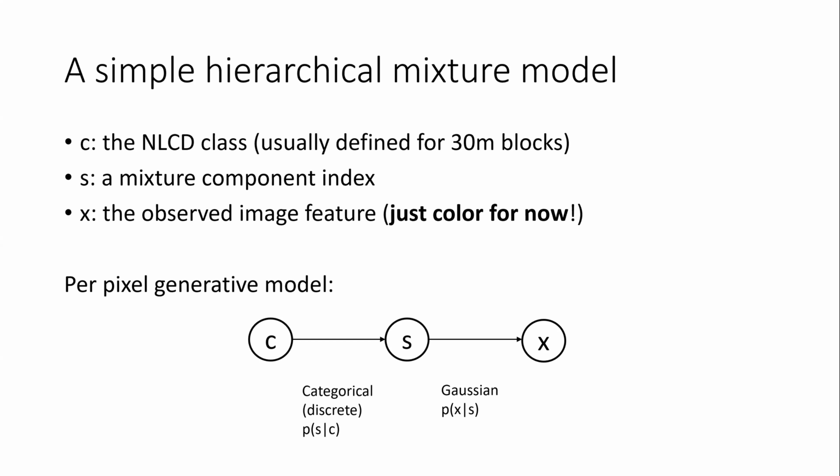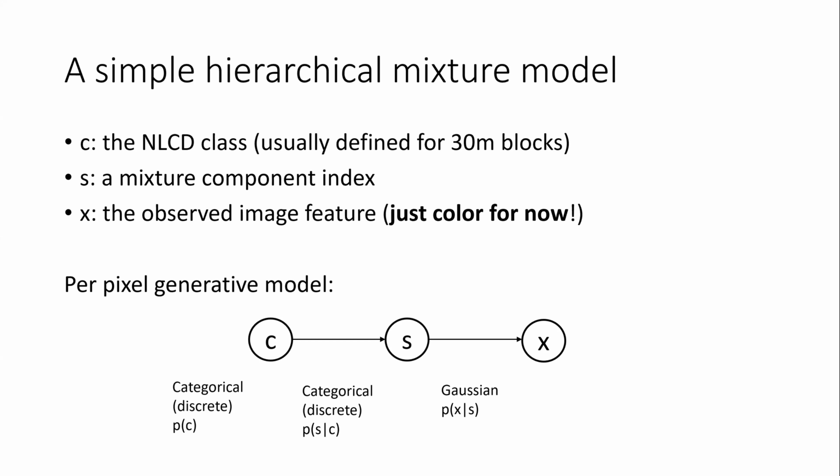And then the link between my C, the NLCD class, and the mixture component S is just a table of probabilities. There are 20 NLCD classes. Let's say I have 32 different types of pixels in my image, different colors of pixels, like quantizing the image in colors. And I have the table that's 20 by 32 that describes this. I can train the whole thing with EM or whatever, just fit to this thing.